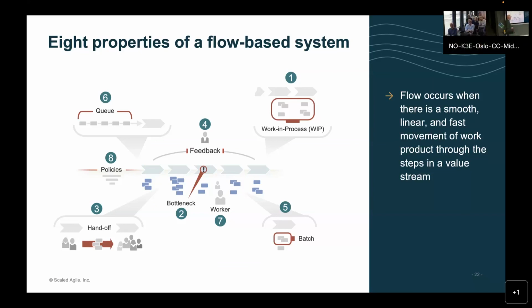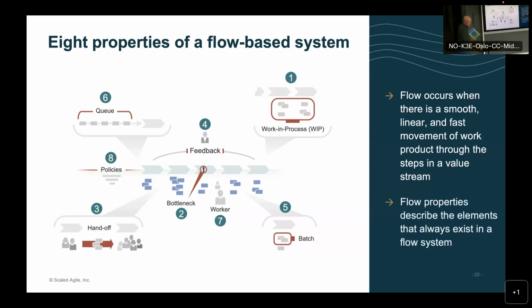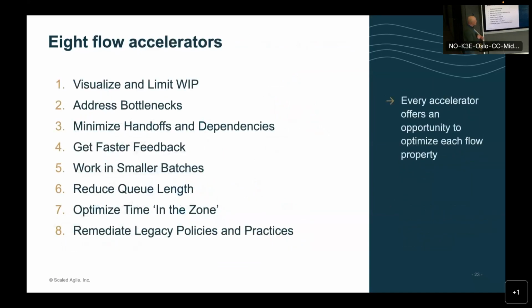So these are steps in the system, right? And they will address bottlenecks and so forth. So these are the properties that I guess one of my colleagues will go through. So 6.0, they have emphasized the flow side of this. And these are the flow accelerators. As I mentioned, work in smaller batches, reduce queues, bottlenecks, and also the visualization part to be able to have this flow mechanism work.